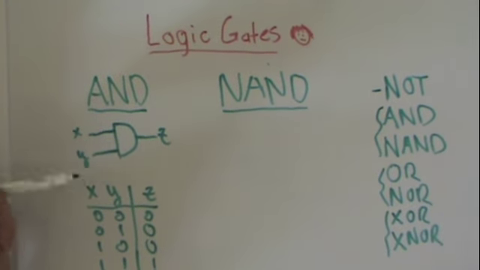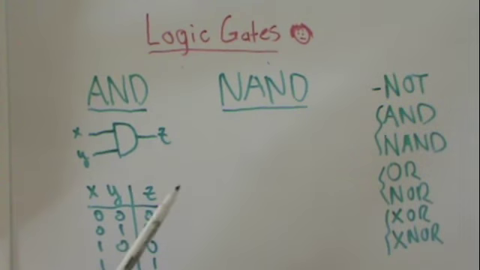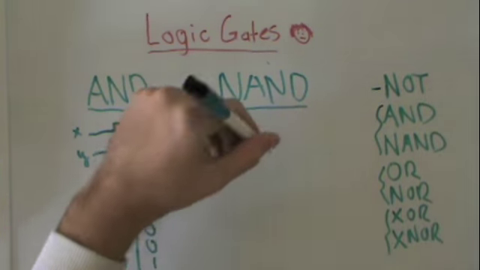If we had 50 inputs on here, they would all have to be true for the output to be true. If any one of those is not true, the output becomes not true.